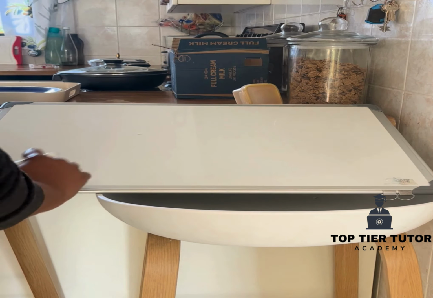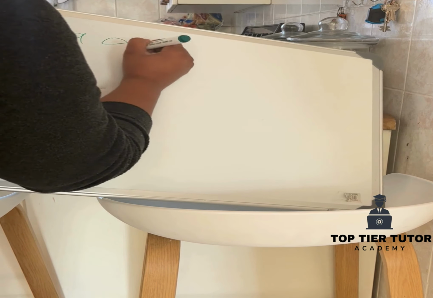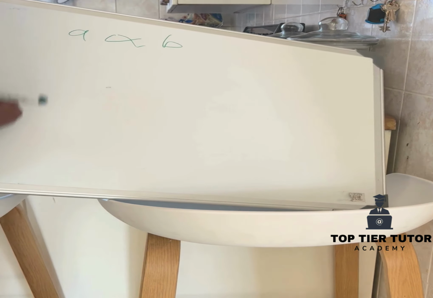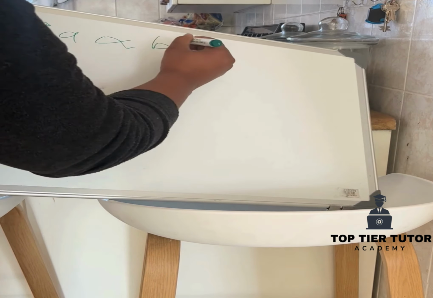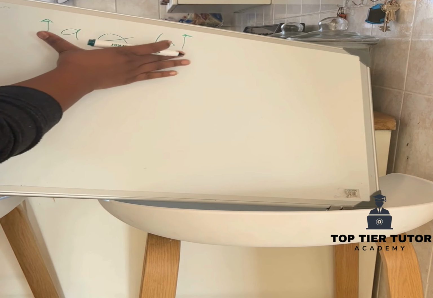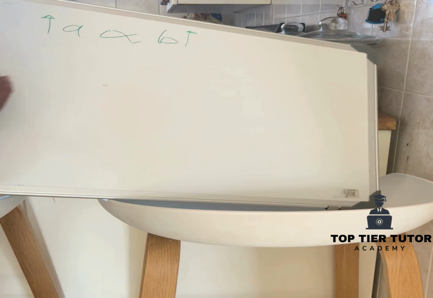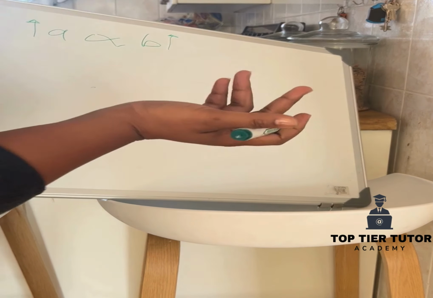So what do we mean when we say that A is directly proportional to B? We mean that if A was to increase, then B is to also increase. We're not saying that they will increase with the same amount of value, but the proportionality in which they increase should make sense, right?